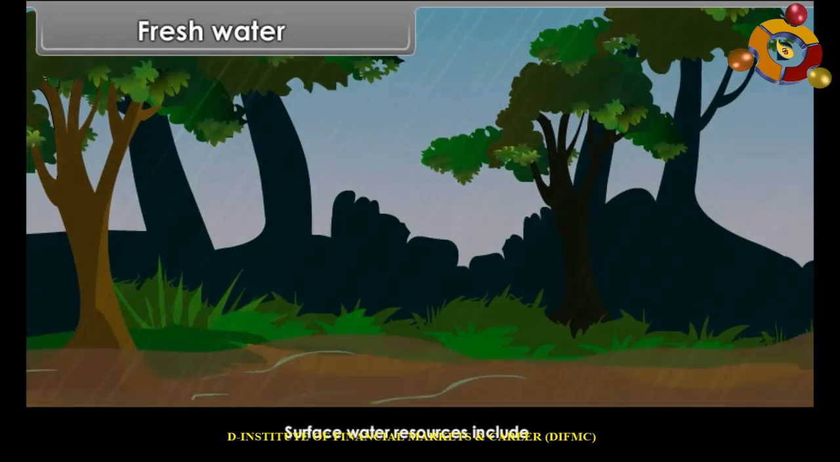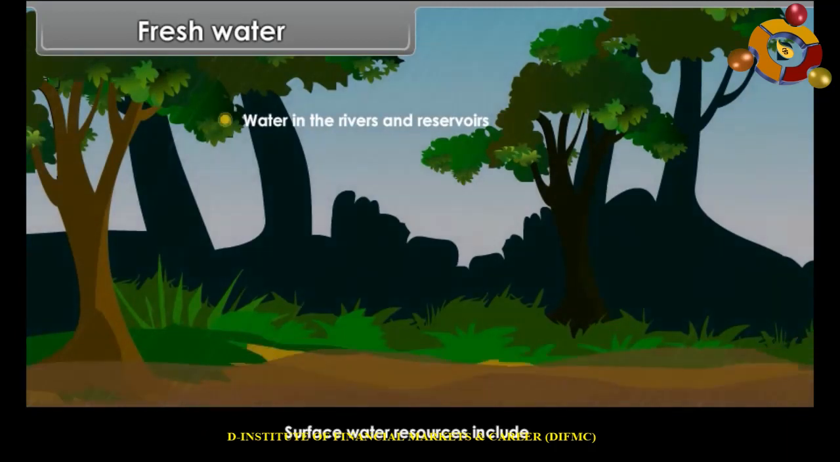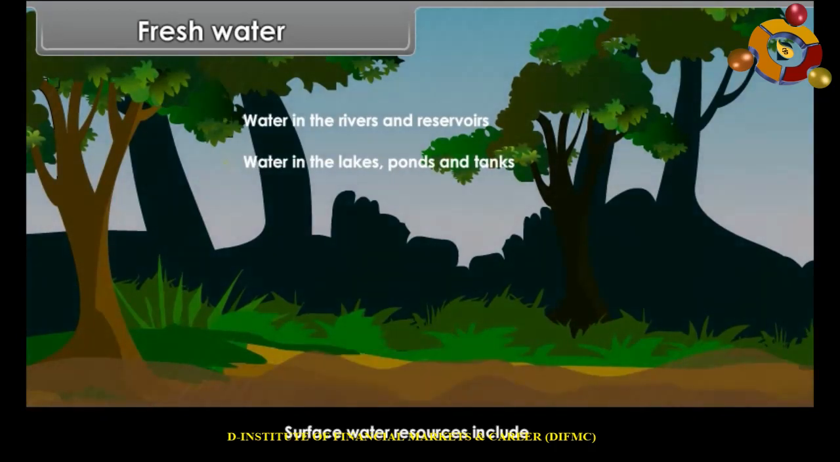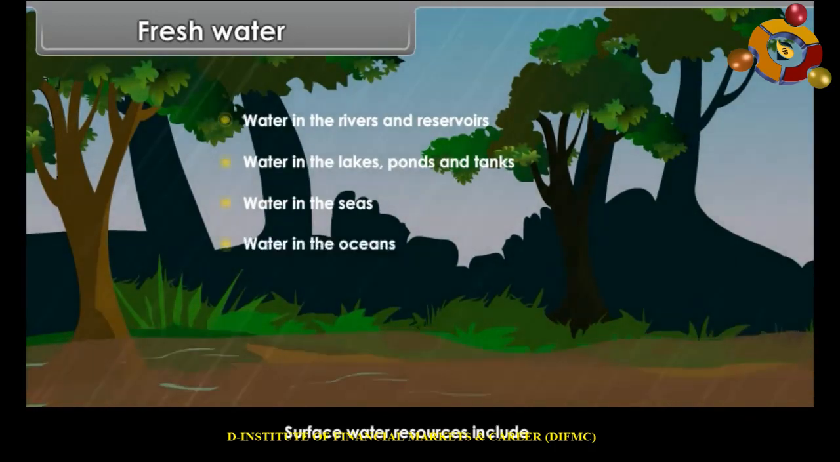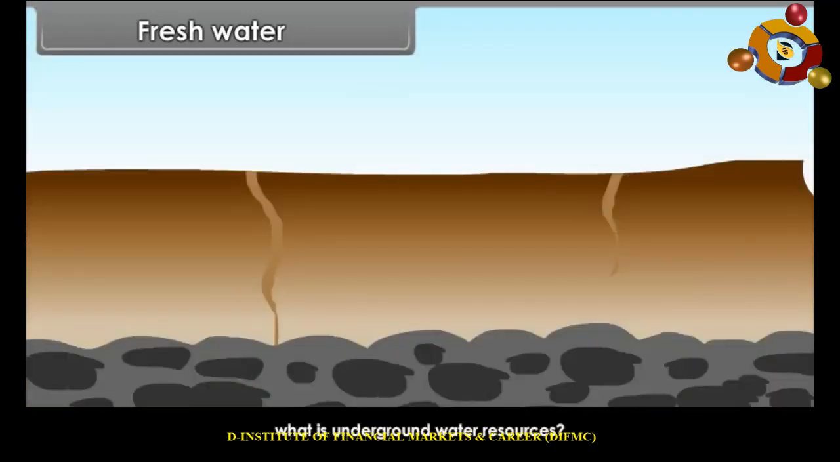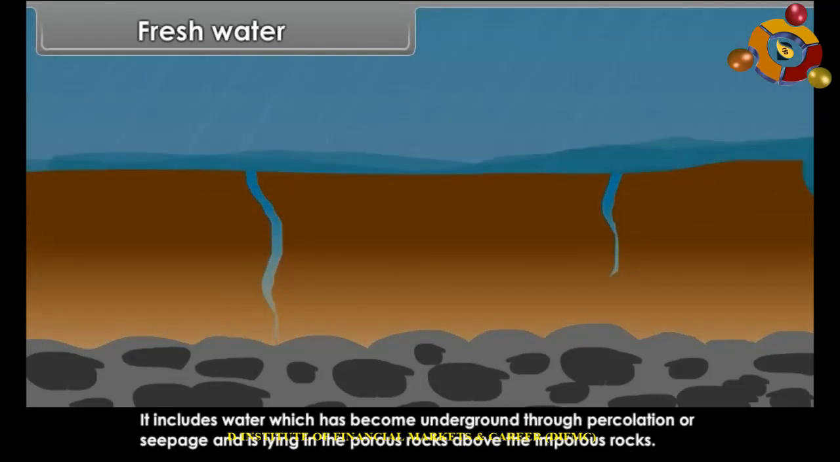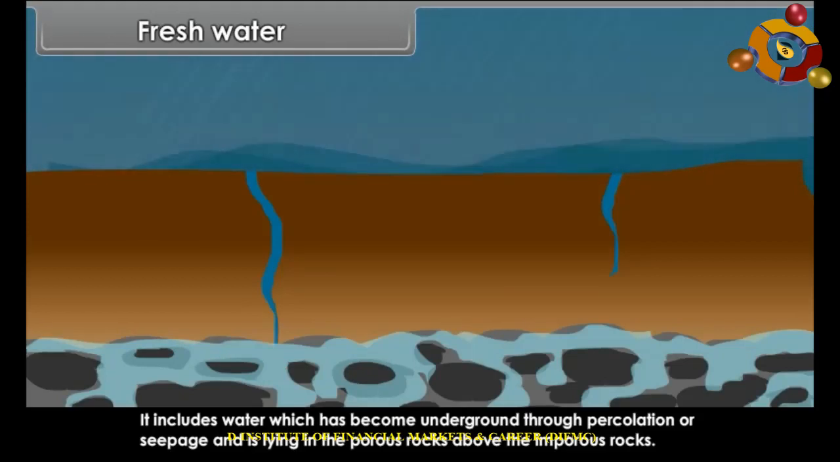Surface water resources include water in the rivers and the reservoirs, water in the lakes, ponds and tanks, water in the seas, and water in the oceans. Now, let us understand what is underground water resource. It includes water which has become underground through percolation or seepage and is lying in the porous rock above the impervious rocks.